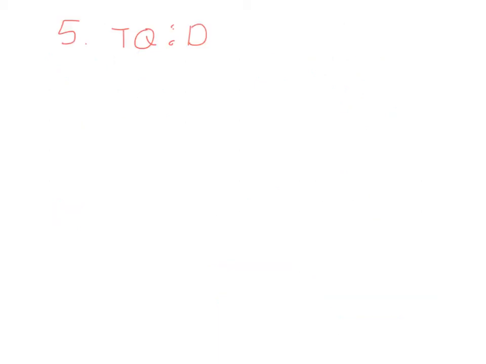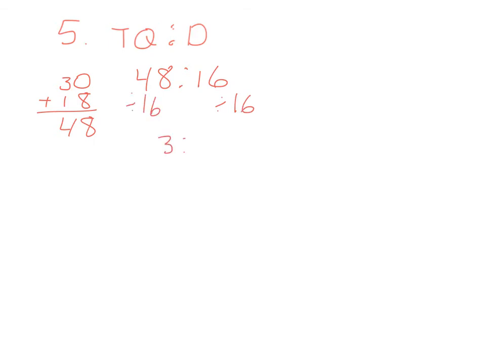Number 5 wants to know the total quarters to dimes donated. And we know that Gerald started by donating 30, but later on he donated another 18 quarters. So first I have to find out the total quarters, which is 48. So 48 total quarters to 16 dimes. The greatest common factor for those is 16. That reduces to 3 to 1.